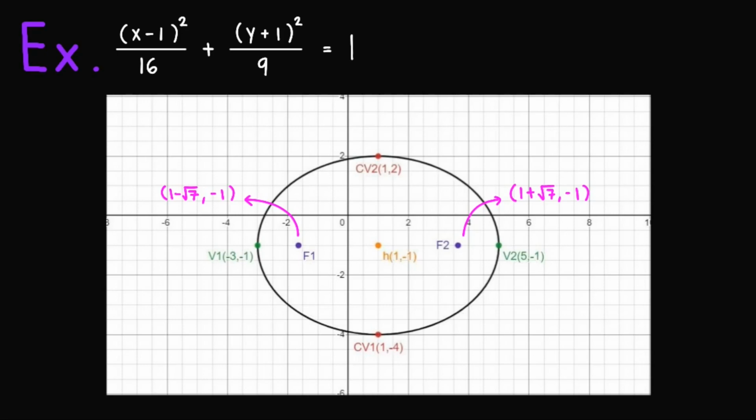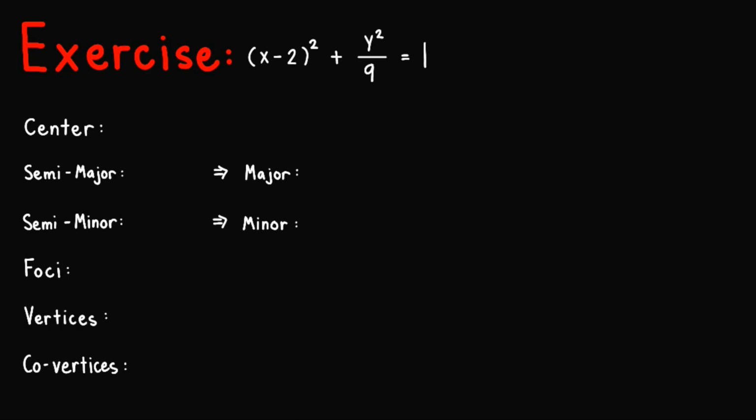Actually, this is our only example, but as an exercise, you can work on this one. So as an exercise, we have x minus 2 squared plus y squared over 9 equals 1. So yeah, the process for this one is similar to our example. The only difference is that take note that this equation actually represents an ellipse that is oriented vertically. So this time you'll use the other reference of formulas in determining each part of this ellipse.